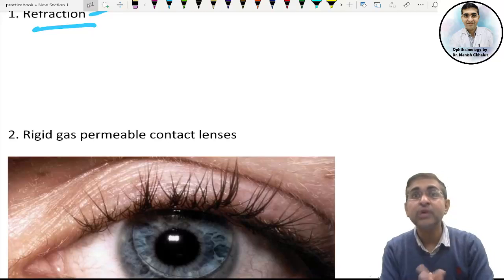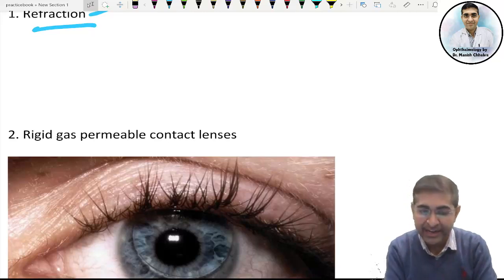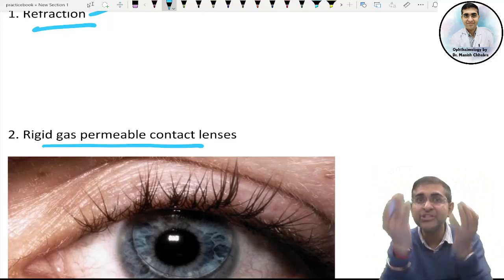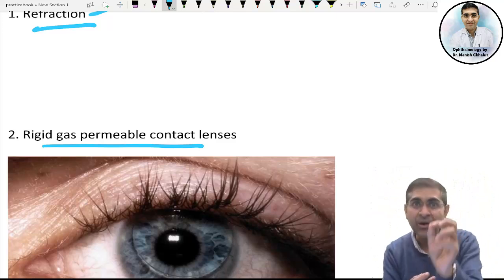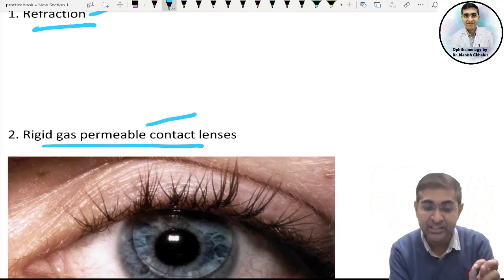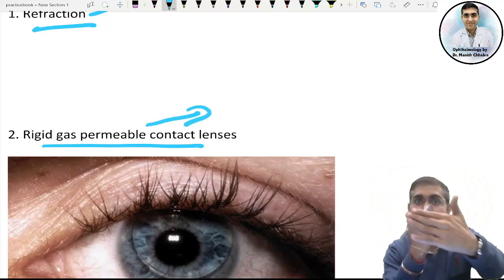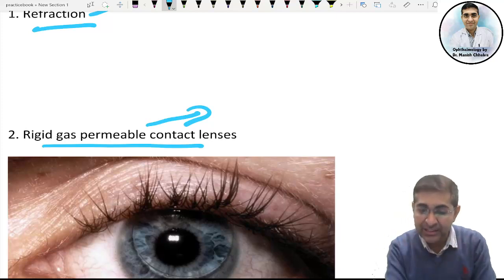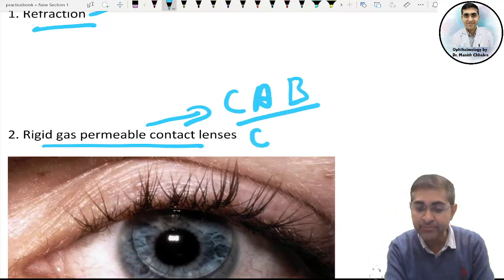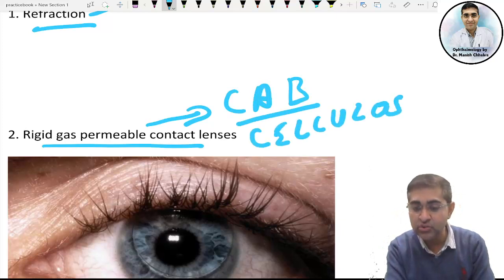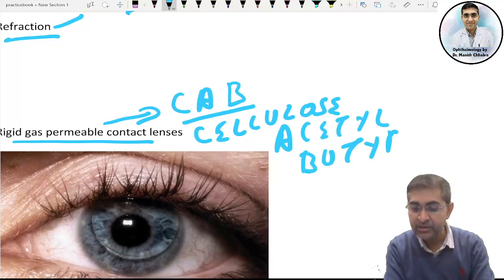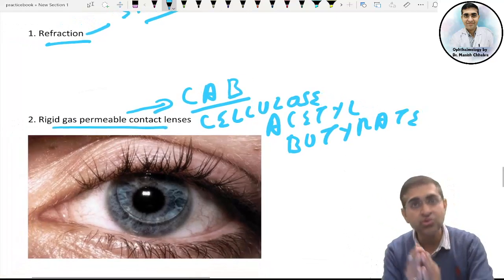And second is, you can even go for rigid gas permeable contact lenses. If you place a contact lens, you know that contact lens cuts off the oxygen supply from the surroundings to the cornea. So nowadays rigid gas permeable contact lenses are available. The rigidity of the contact lens is going to push the cone of the cornea backwards. The material which is used is CAB, cellulose acetyl butyrate. So this is a typical material which is used.